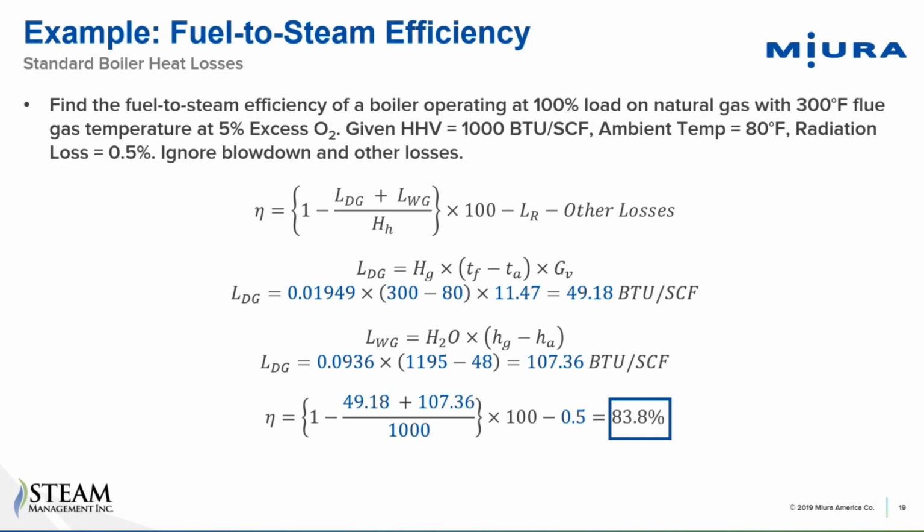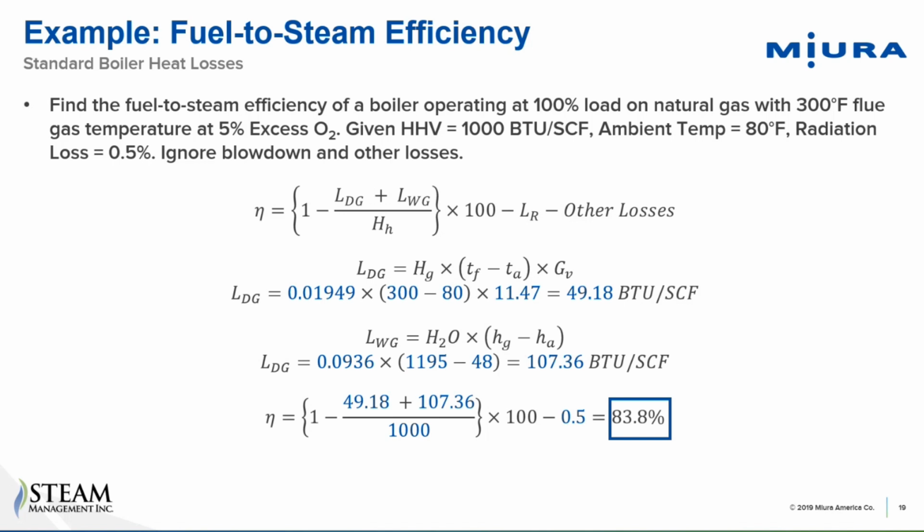And what you come out with when you calculate the constituents in the gas, you measure the temperature of the flue gas, which we were given, and then you use some kind of constants for combustion of natural gas, you get 49 BTUs per SCF. So that's your dry gas loss.